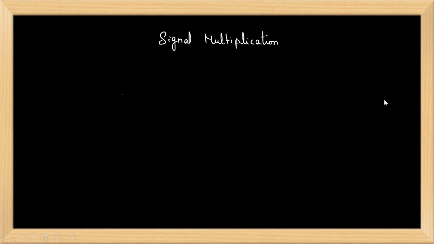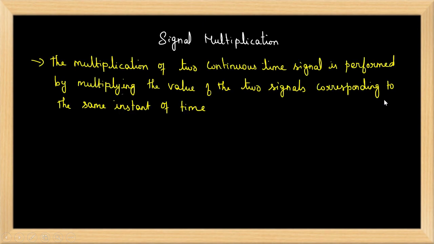Next one is the signal multiplication. The multiplication of the two continuous time signals is performed by multiplying the values of the two signals corresponding to the same instant of time. Mathematically, it is represented like this: y of t equal to x1 of t into x2 of t. So the same instant of time, we have to multiply their values.